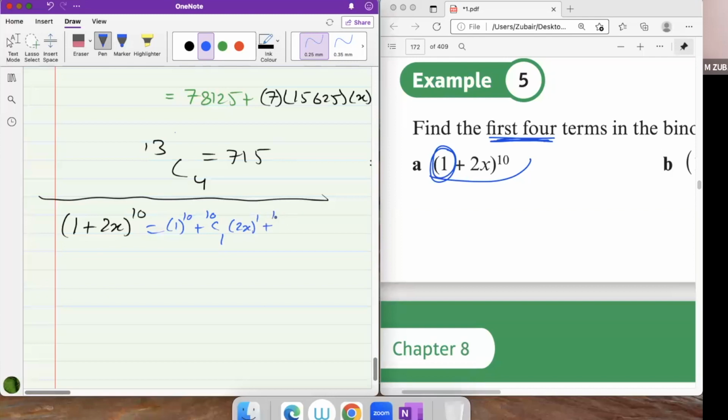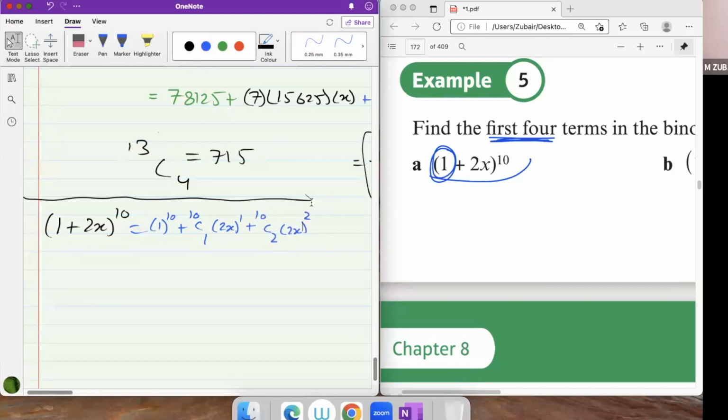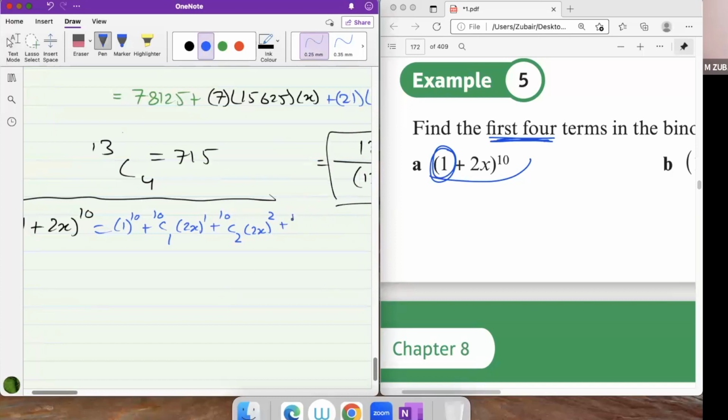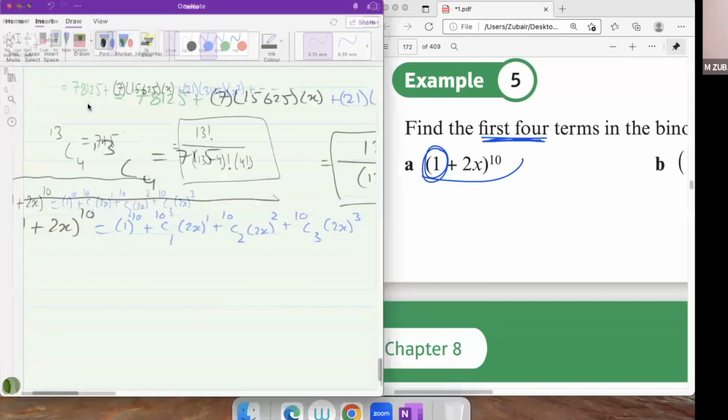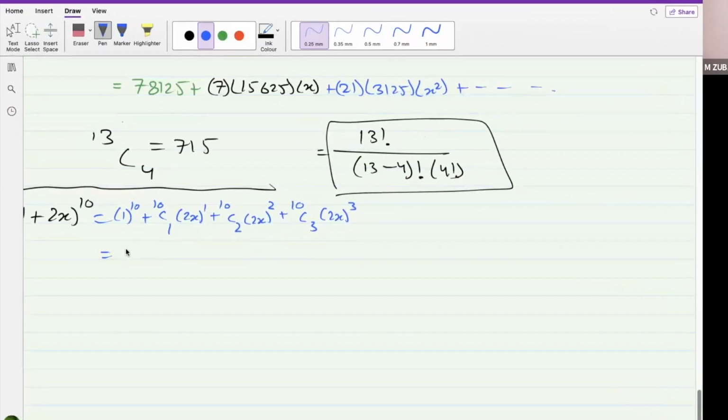b1 plus nC2 b2 plus nC3 b3. So do you notice we are done with 4 terms? Yes, 1 raised to power 10 plus... So 10C1 is 10.